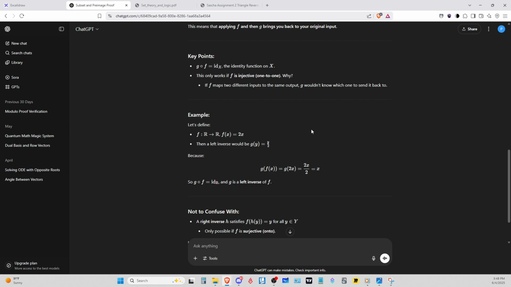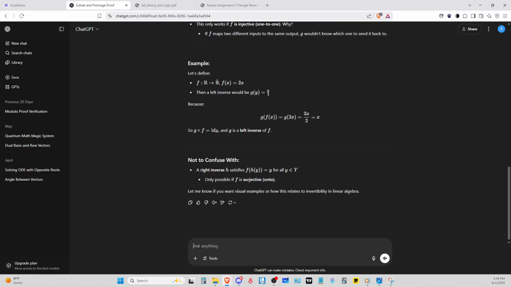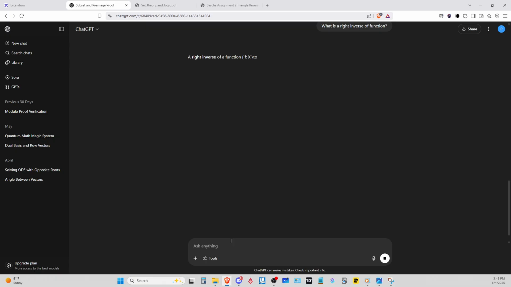Let's see, the key point: the identity function on X, only works if f is injective. For example, the left inverse is y. Do not confuse this with the right inverse h, which satisfies f(h(y)) = y for all y. Well, actually, that's also another good question. What is a right inverse of a function? Might as well be symmetric, just learn both.